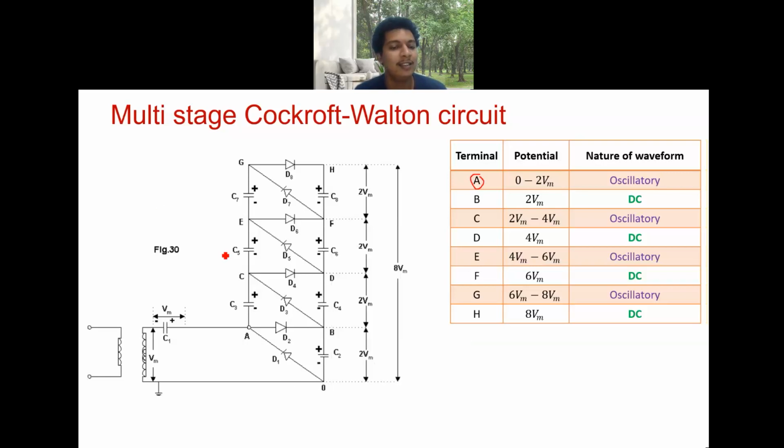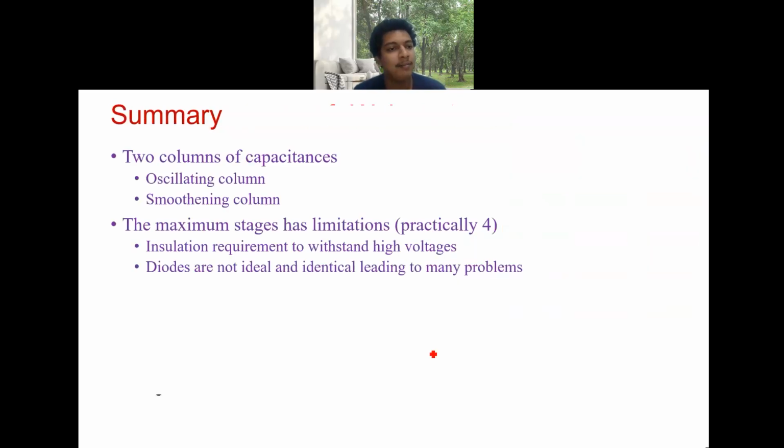This we already discussed. Another part is that between these capacitors, since you already have 2 Vm here and here your potential is 4 Vm, the variation will be that way. Here the maximum voltage is 2 Vm, here it is 4 Vm. So the variation will be 2 Vm to 4 Vm, 4 Vm to 6 Vm, 6 Vm to 8 Vm, and similarly on the other side the other way. So this is the main point.